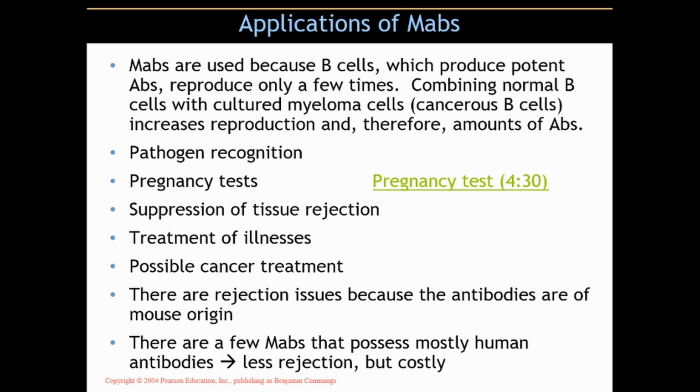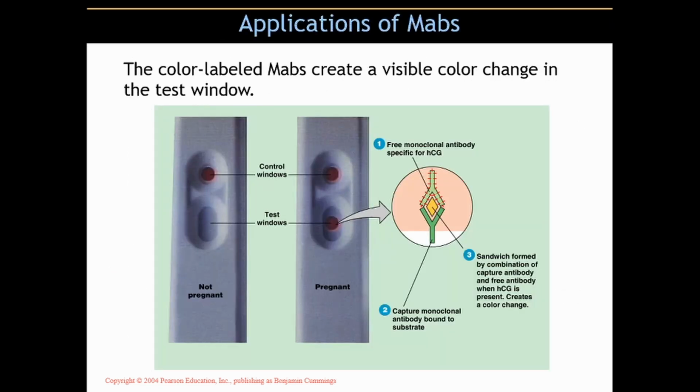There's a video there, a link for a pregnancy test. That's a TED-Ed video. If you want to go to TED-Ed, search for pregnancy tests, and it's a good video on how they work. So let's look at that. So with this pregnancy test here, you have the control windows, and they're showing you, okay, this is what it looks like if it's a positive test. You get the red area.